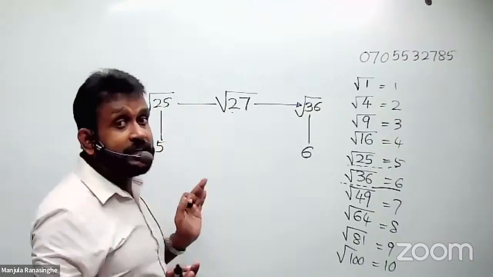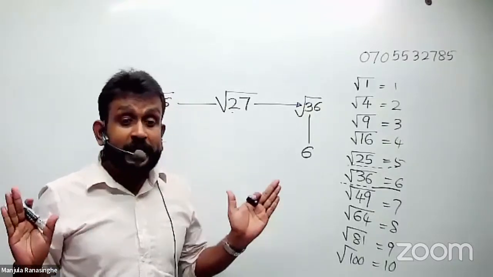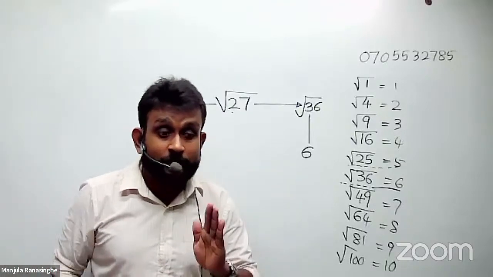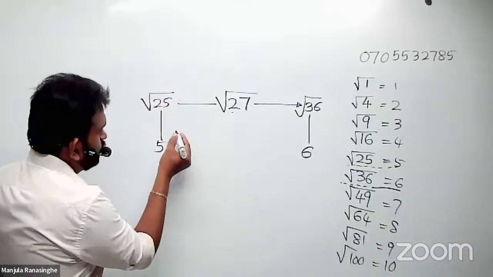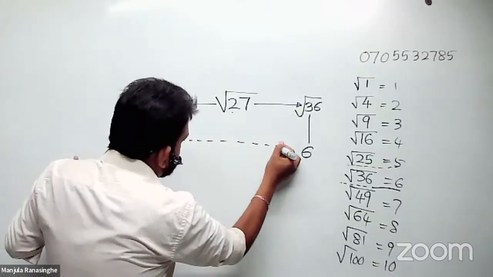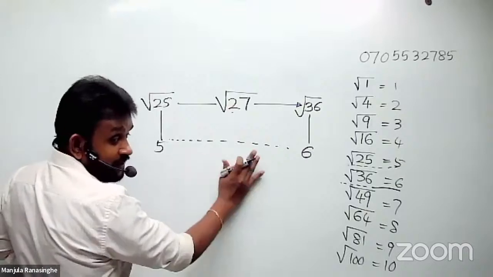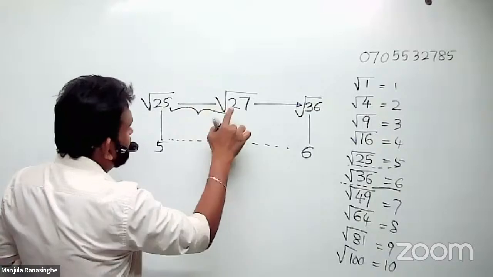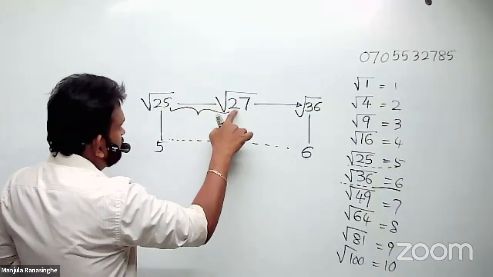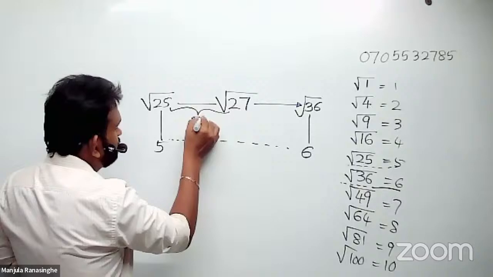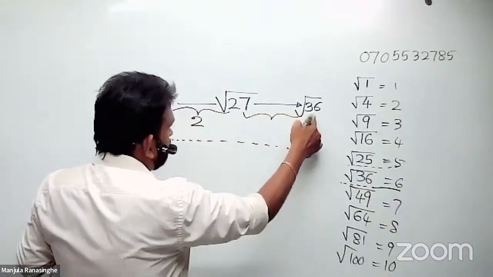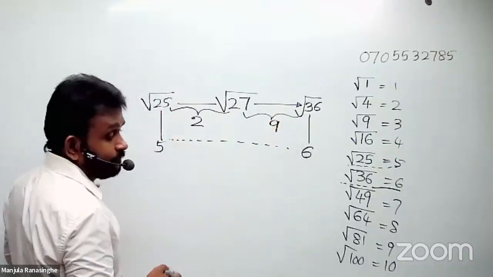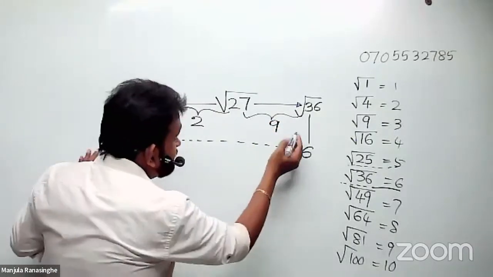So now we have an idea. The root 27 lies in between 5 and 6. It is a value in between 5 and 6. Then I have to see the gap between this perfect square and the given number. So 27 subtract 25 gives you 2. Here, subtract 36 and 27, so that gives you 9 difference. So now you feel that here the gap is more.